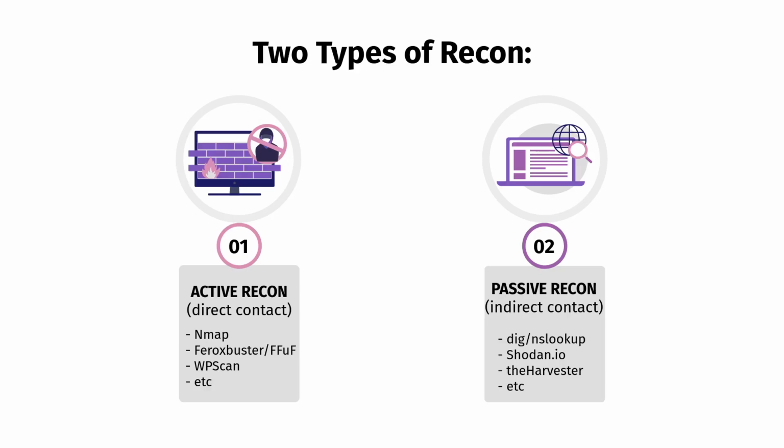I don't actually have a Shodan account, so I can't show it off. I also don't have the Harvester installed either, but I can just explain it. Okay. Yeah, so Shodan.io is a passive recon tool that lets you search for IoT devices on the open internet.